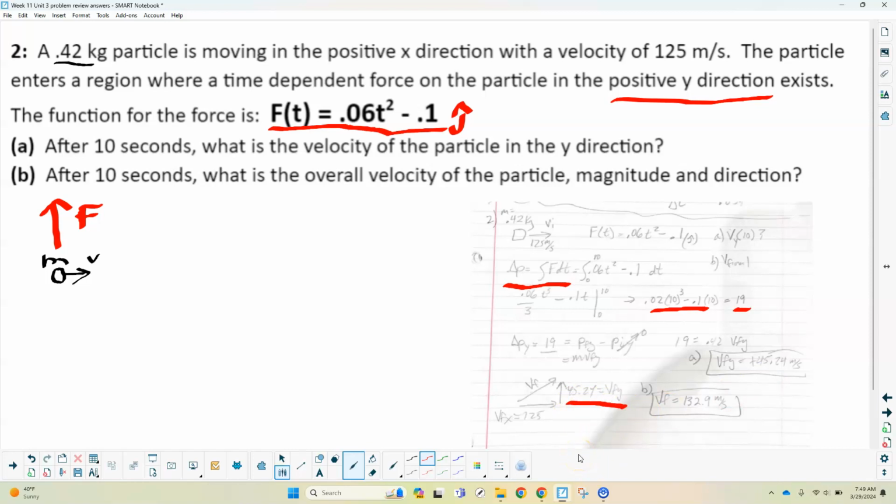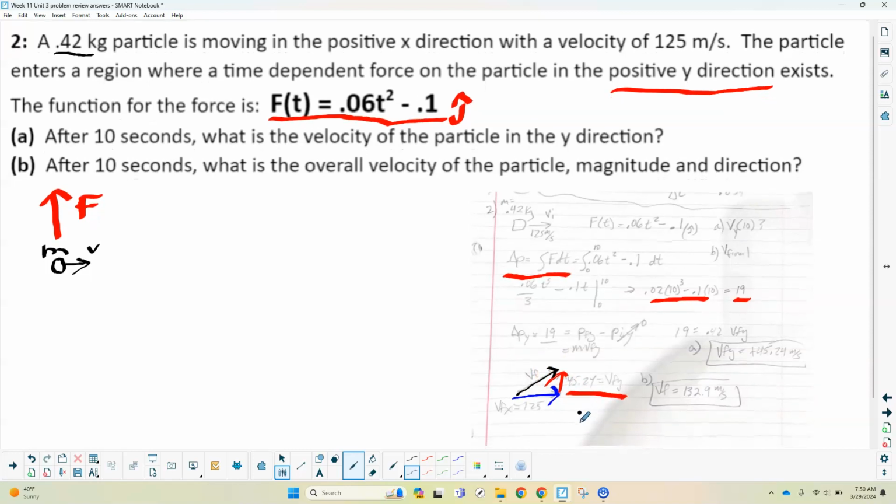In part B, it wants to know the overall velocity of the particle, magnitude and direction. So you need to do a little bit of trig. We said that the y component's not changing, and the x component is pointing up. So we're looking for this hypotenuse vector here that I drew in VF, that arrow. You just use the Pythagorean theorem and then the inverse tan. I think I might have forgot to do the inverse tan part, so I'll give that to you now.